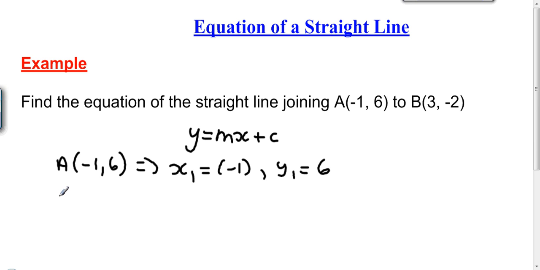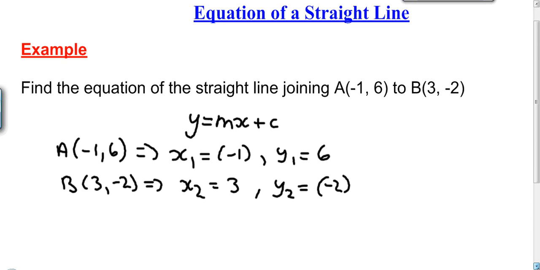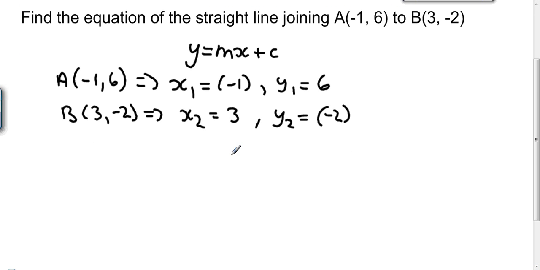It's the same exact thing for B. B is the coordinate (3, -2). So the x part, which we'll call x2, is 3, and its y, y2, is -2. The reason I'm putting brackets around the negatives is just so we don't miss them out when we're working later on. These component parts, the x coordinate and the y coordinate, are really important to calculate the gradient.